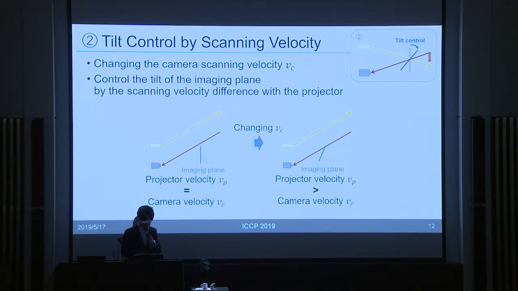We can control the tilt or slope of the imaging plane using the velocity of the camera rolling shutter. If the scanning velocity of the projector and the camera are equal, the imaging plane is formed vertical. If the scanning velocity of the camera is slower than the scanning velocity of the projector, the plane is slanted as shown in the right figure.